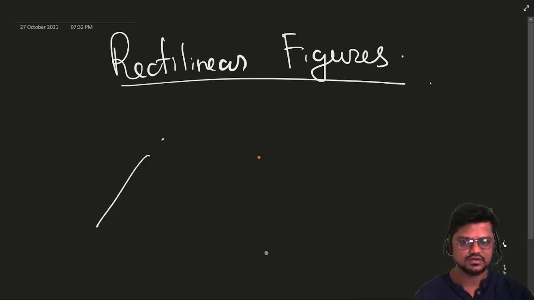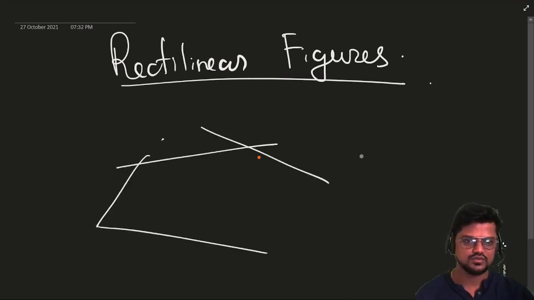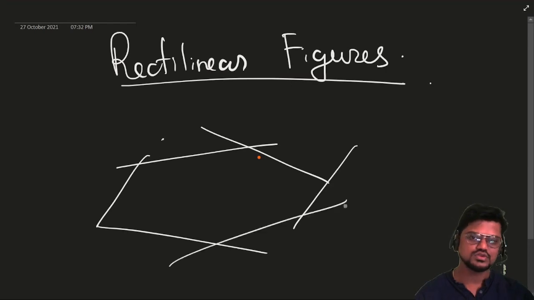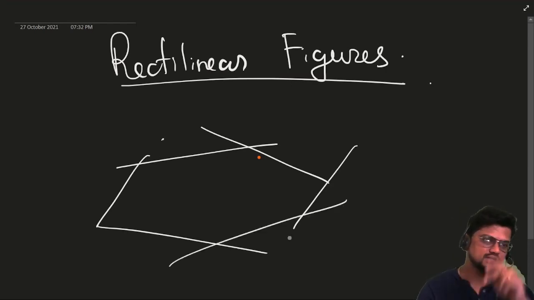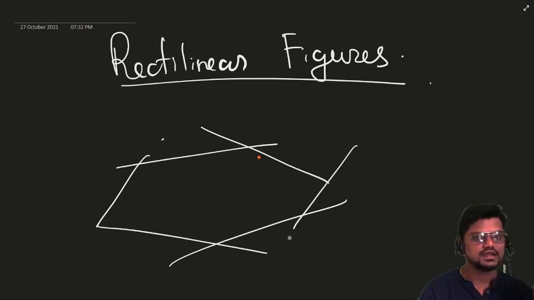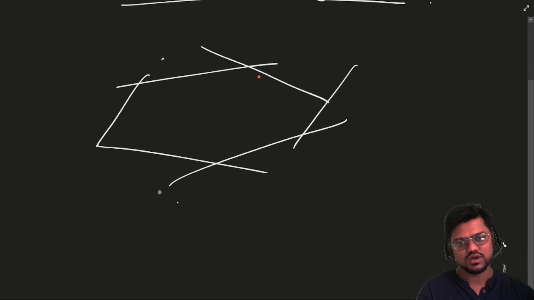Suppose this kind of figure. So this is a figure, right? This is bounded by straight lines. So any figure which is bounded by straight lines is said to be a rectilinear figure. Okay. Now the next thing which we have is, what are polygons?